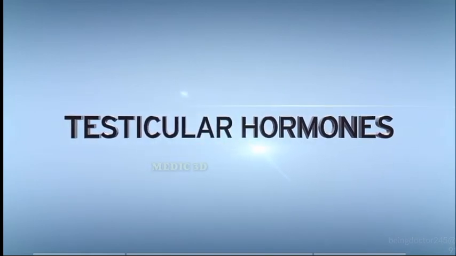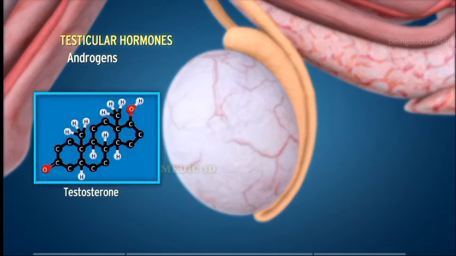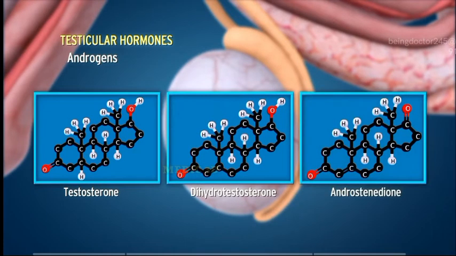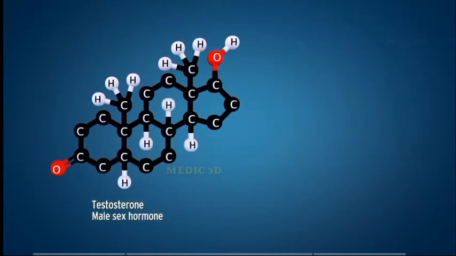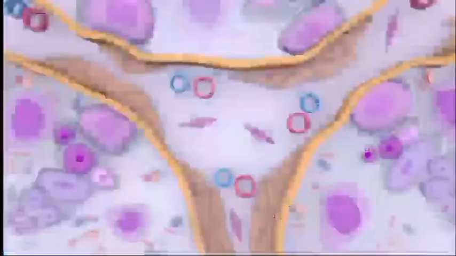Testicular hormones. Testes secrete male sex hormones which are together known as androgens. Androgens secreted by the testis include testosterone, dihydrotestosterone, androstenedione. Testosterone is the male sex hormone which is synthesized in large quantities. Yet, dihydrotestosterone is more active.